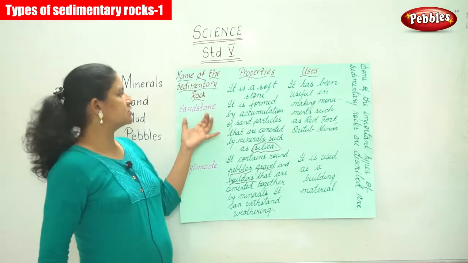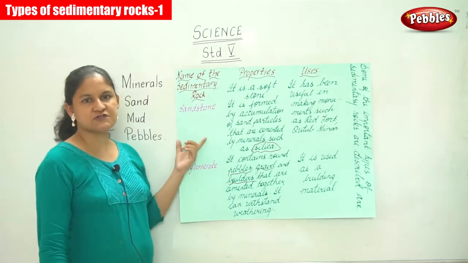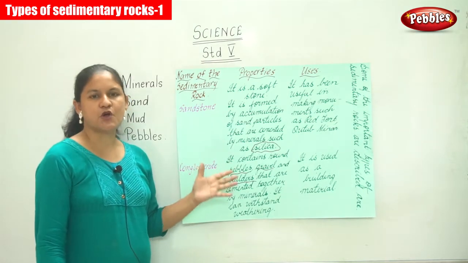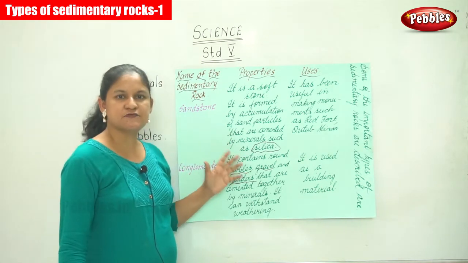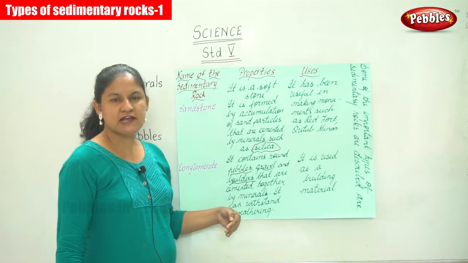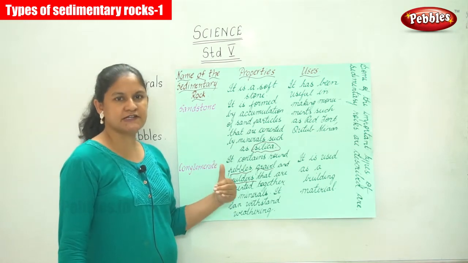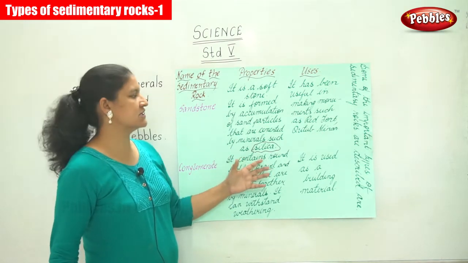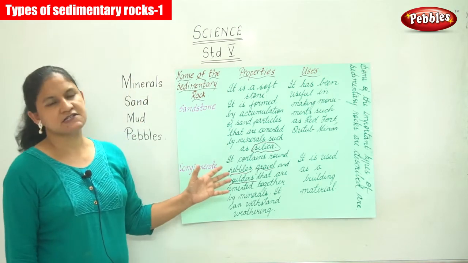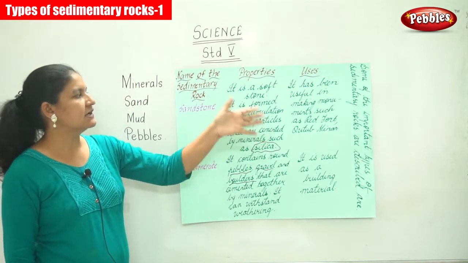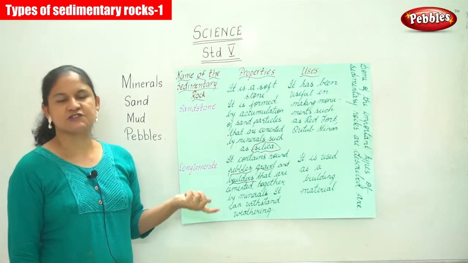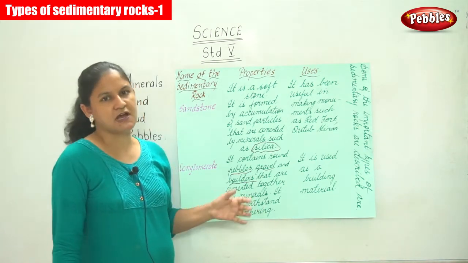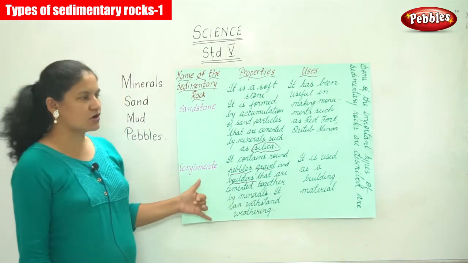So these are the two sedimentary rocks. The first one is your sandstone. The property: it is a soft stone and it is formed by the accumulation of sand particles that are cemented by minerals such as the silica, and it has been useful in making monuments such as your Red Fort and Qutb Minar. The next is your conglomerate.